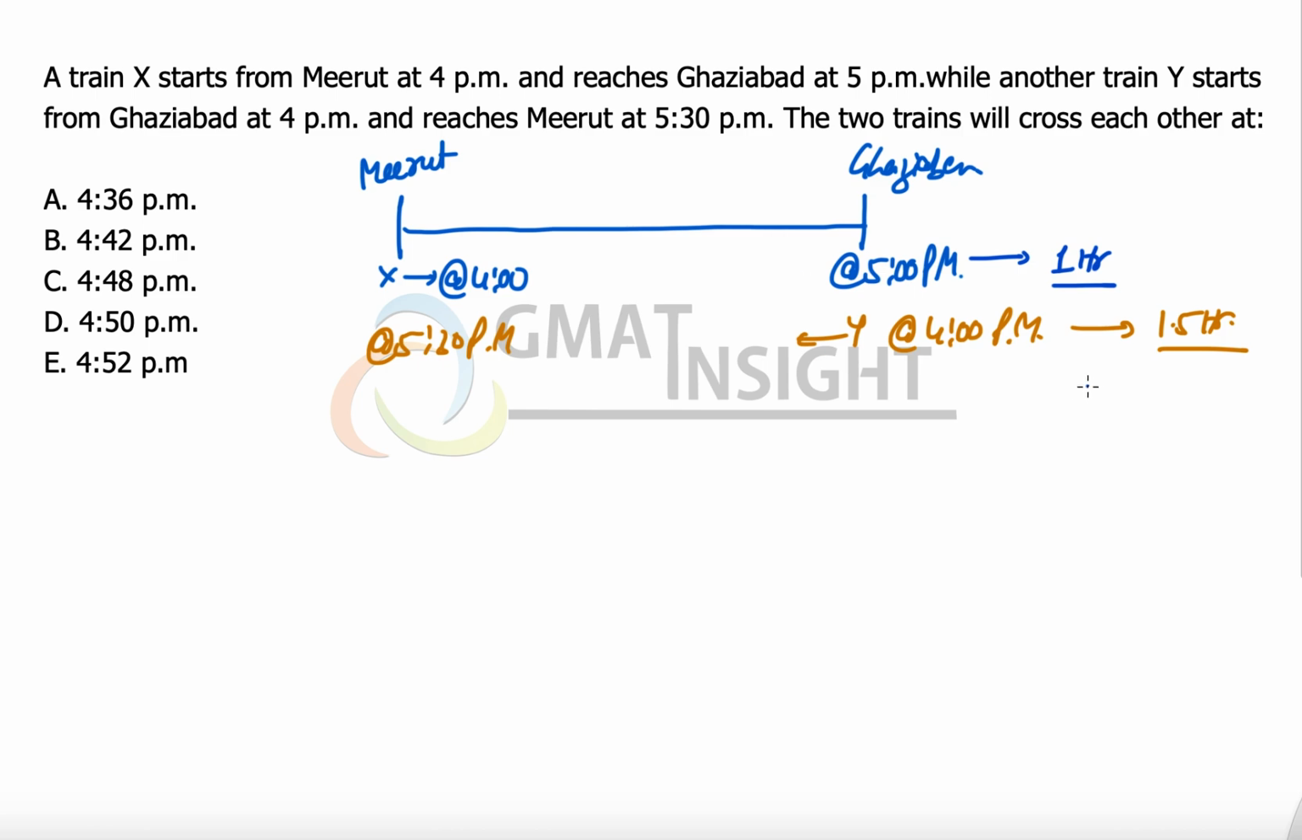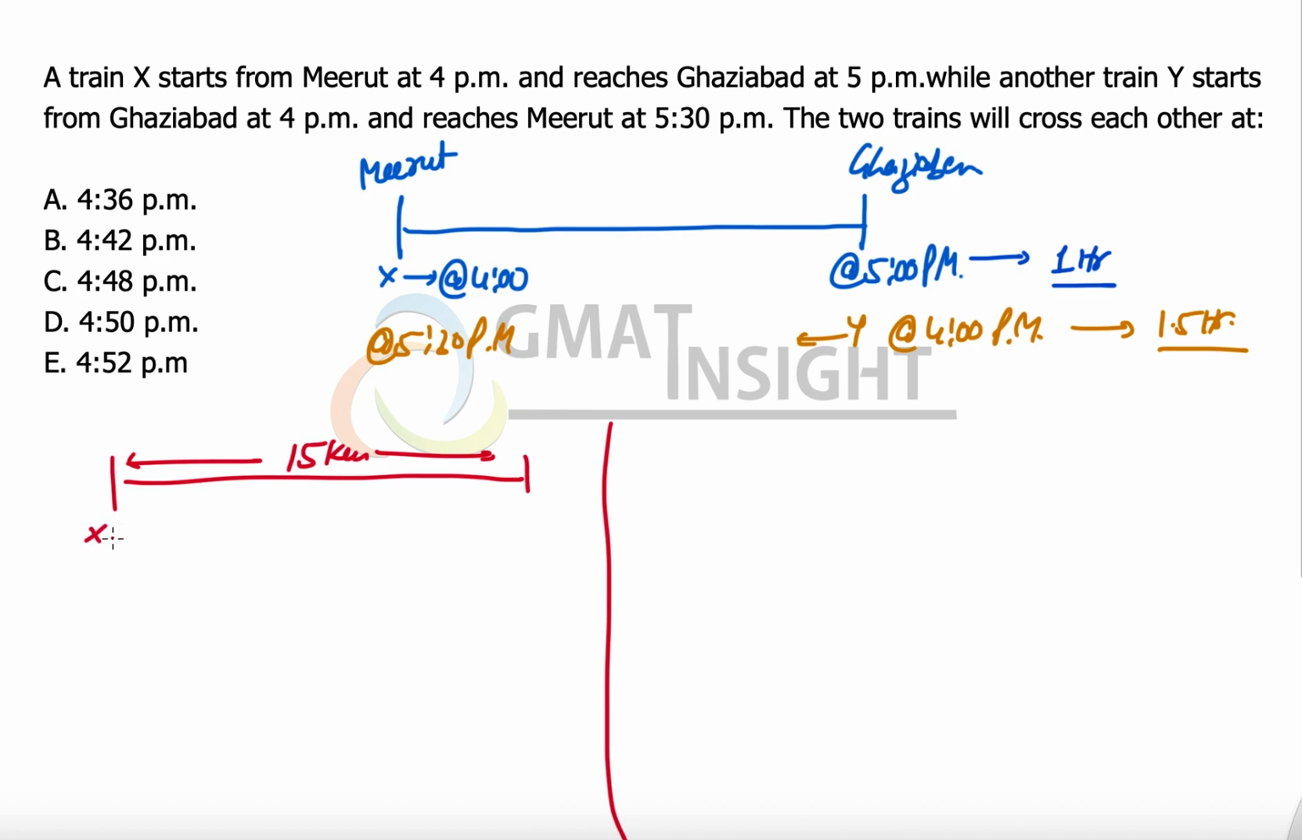Now, there are two ways we can answer this question. Let me quickly discuss the method that I prefer. I would like to simply assume that the distance between Meerut and Ghaziabad is something that satisfies this 1.5 both. So I'm just assuming it in order to keep everything integer as 15 kilometers, right? Because the train X completes it in 1 hour, so the train X's speed must be equal to 15 kilometers per hour. And since train Y takes 1.5 hours, the speed of Y is distance over time. So 15 over 1.5 becomes 10 kilometers per hour. So that's the speed of Y, 10 kilometers per hour.